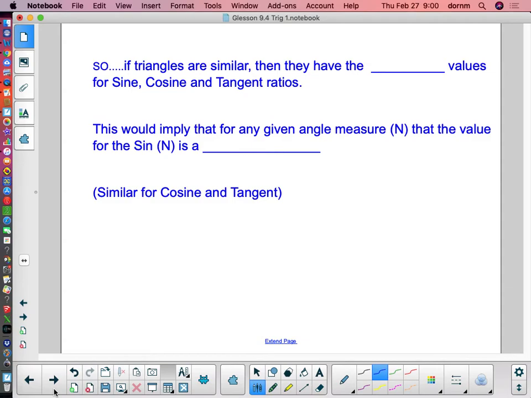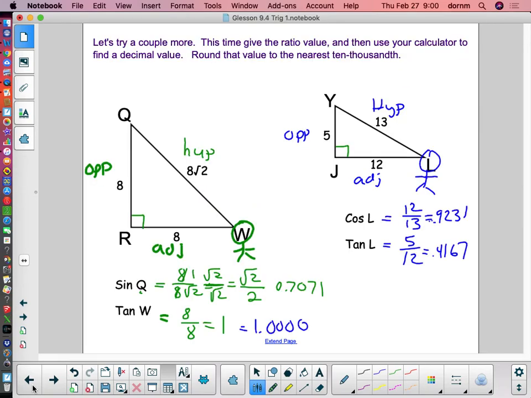So if 2 triangles are similar, and a summary here, then they have the same values for sine, cosine, and tangent ratios. So if I had a triangle similar to this triangle, let's say every side was 3 times as long, 3 to 1. So it was 39 and 36 and 15. And I did the sine of L, that'd be 15 over 39, but guess what? I just multiplied every side by 3. That 3 would reduce out, and I'd still wind up with 5 over 13. Cosine would be 36 over 39, which should still reduce to 12 over 13, or the exact same decimal value.